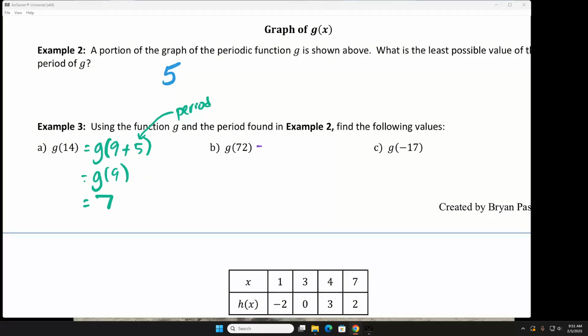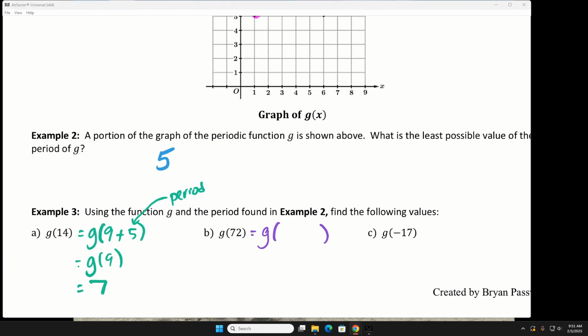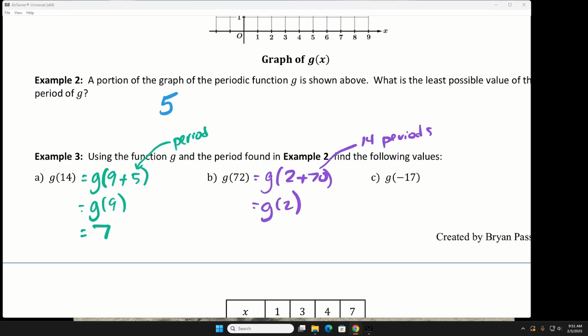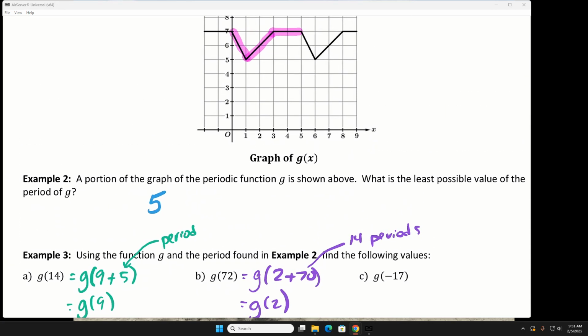Okay, so we can even go all the way to 72. We're going to take an x from our graph and add a multiple of 5 to it to get 72. What do y'all think? 2 plus 70? Is that what y'all said? Because that's what I did, but I can't hear. Let's do that. 2 plus 70. That's actually 14 periods we're adding to it, but it doesn't matter how many. G of 72 is going to be exactly the same value as g of 2, which is 6.